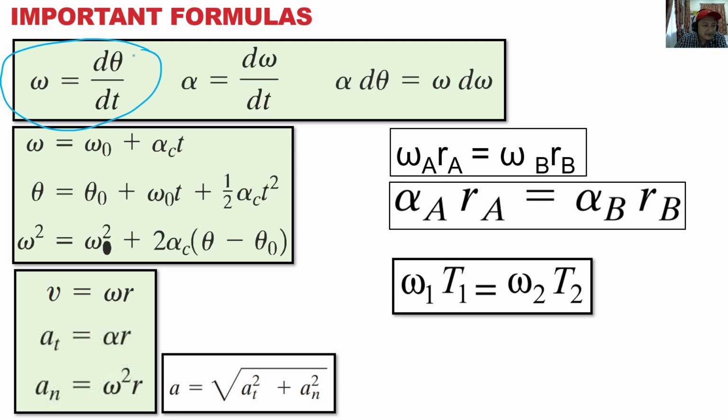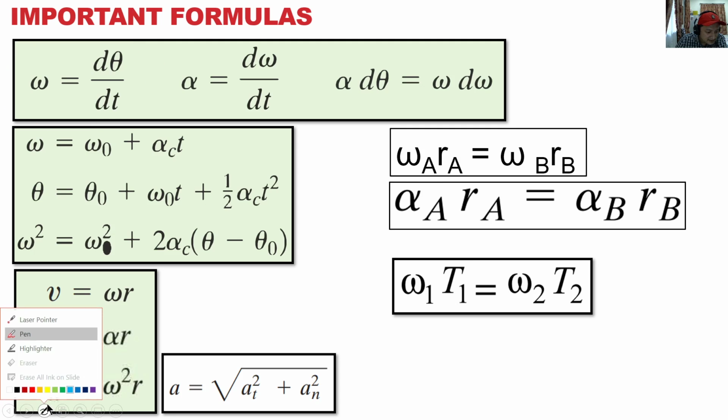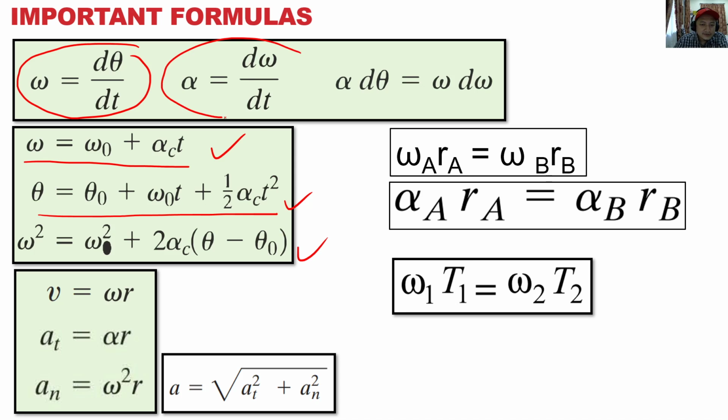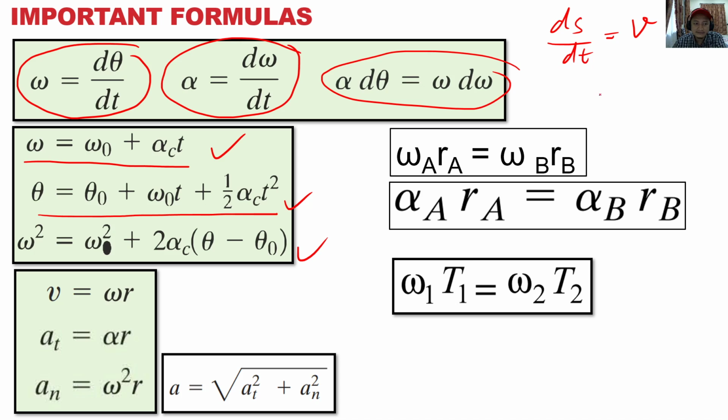This one, have we covered? Not yet. Okay, this one we have covered. Done. This one also done. This one not yet covered. So the behavior is almost the same. ds over dt is equal to v. So now d theta over dt is equal to omega.